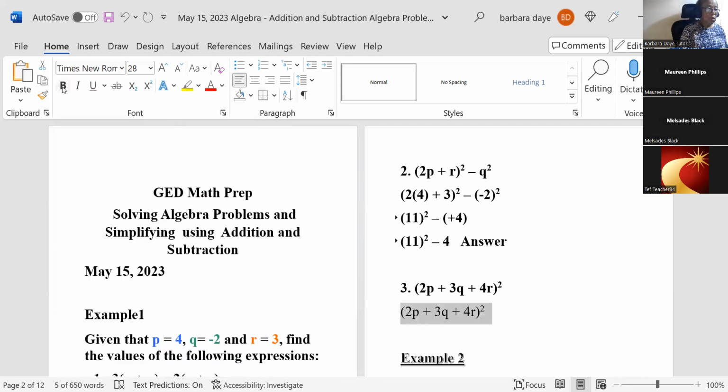Okay, so for P, you put the 4. Let's just substitute right here. And Q, you put what, Maureen? Okay, I put minus 2. So let's just put minus 2 for the Q. And for the R, you put what, Maureen? What's the R value? 3, right here. You're doing the same substitution.